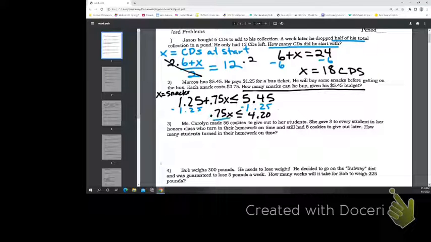Someone have a calculator? Want to tell me what that actually comes out to be? 5 point something. What is 420 divided by 75? $4.20 divided by 75 cents.